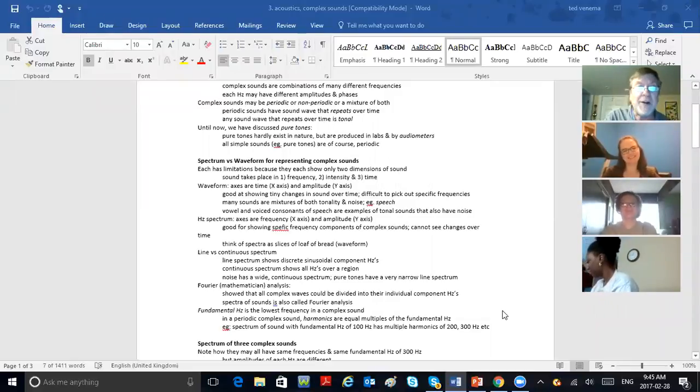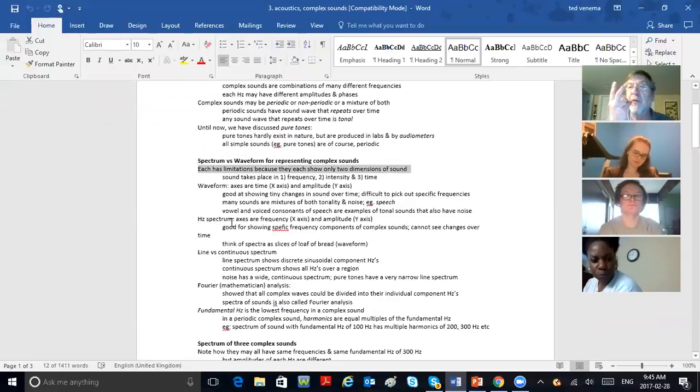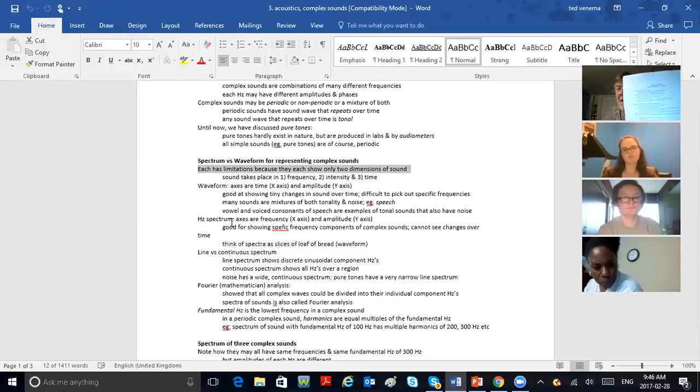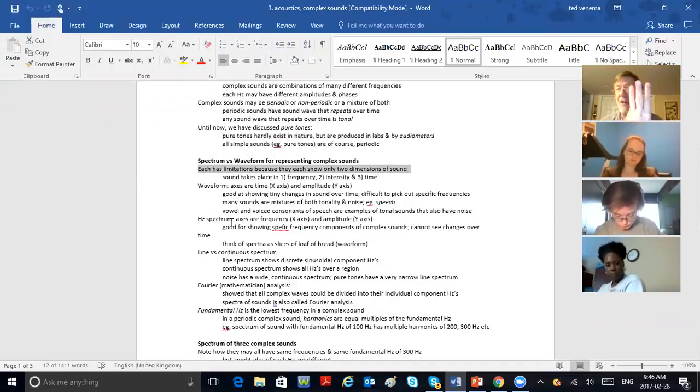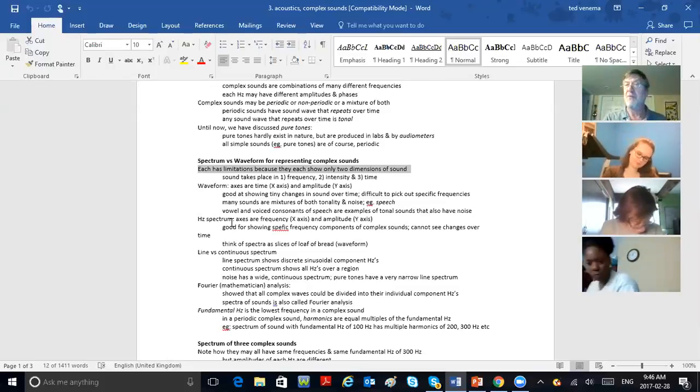Read with me right here. Spectrum versus waveform. Each has limitations, because each one shows only 2 dimensions of sound. A piece of paper has 2 dimensions. I can draw it has length and width. Sound, remember, has 3 dimensions: frequency, intensity, and time. So I need 2 different pieces of paper to show you the 3 dimensions of sound. A waveform shows you time and amplitude, and a spectrum shows frequency and amplitude.